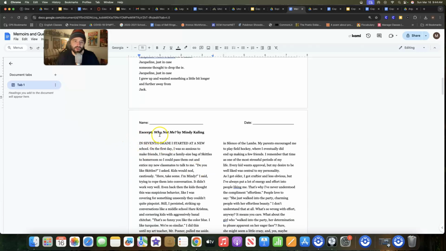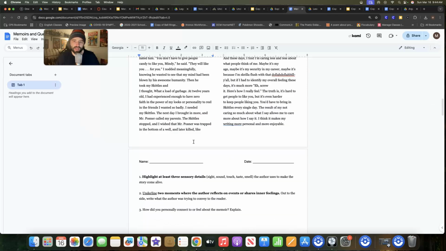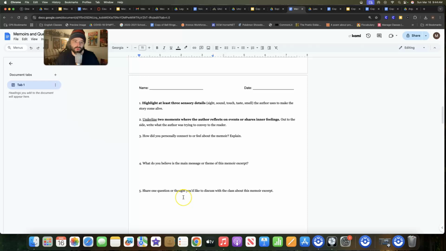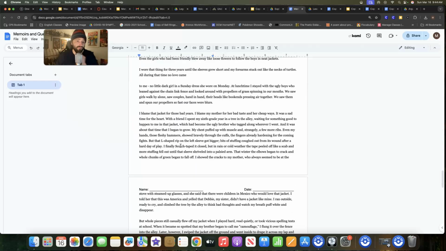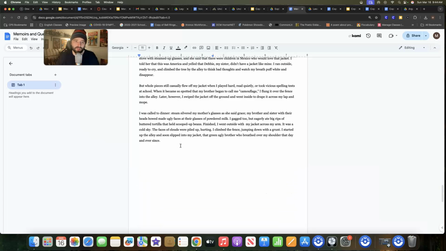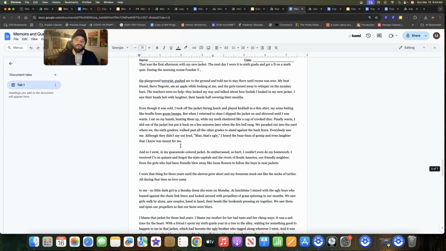A second is Why Not Me by Mindy Kaling. So go ahead and read that one. You can see it's not too long, and then answer those questions. And then the final one is The Jacket by Gary Soto. This is one of my favorite memoirs. I love this one, and it's a little bit longer, but it's worth the little bit longer read.